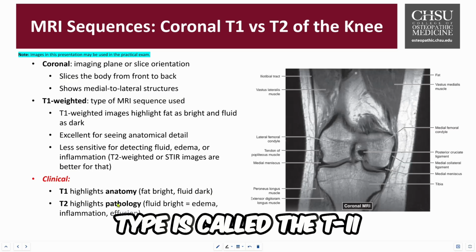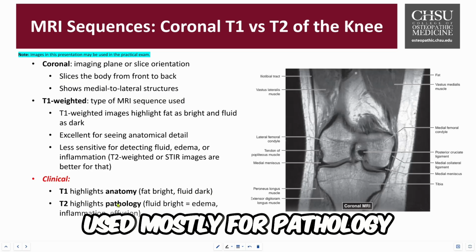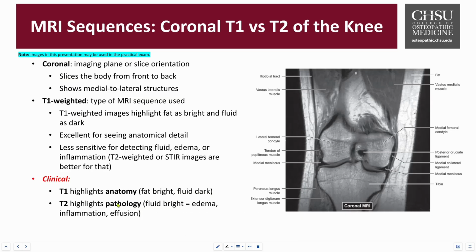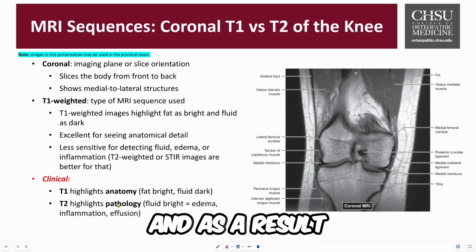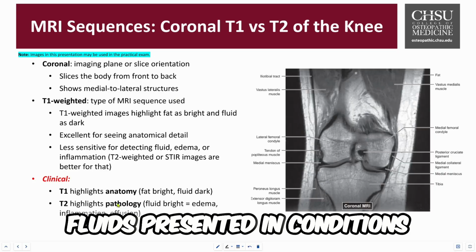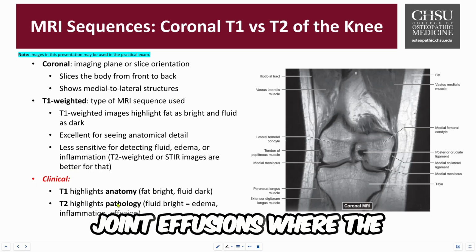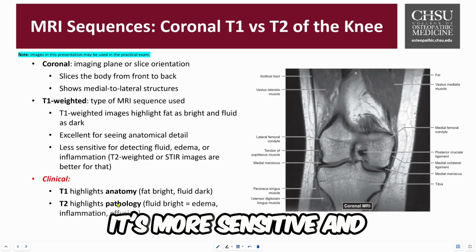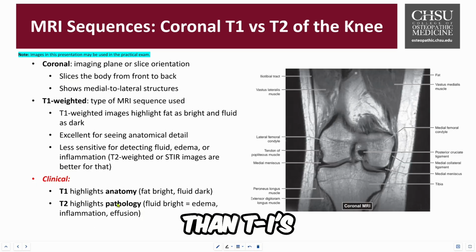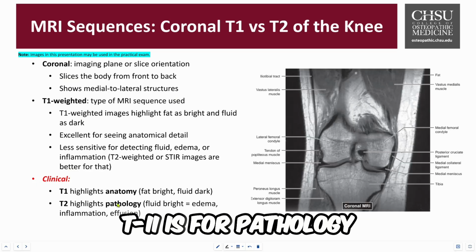And then the other type is called the T2. The T2, in comparison, is used mostly for pathology sequences. As a result, the brightness highlights some pathology. For example, fluids present in conditions like edema, inflammation, or joint effusions where the fluid accumulates are detected more sensitively and better than with T1s. So just remember, T1 is for anatomy and T2 is for pathology.